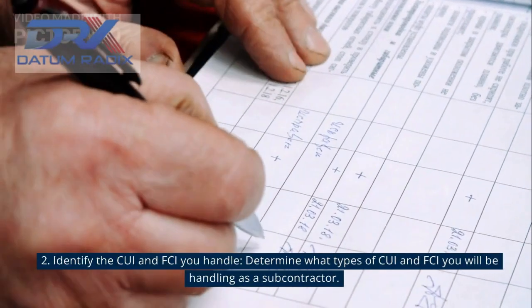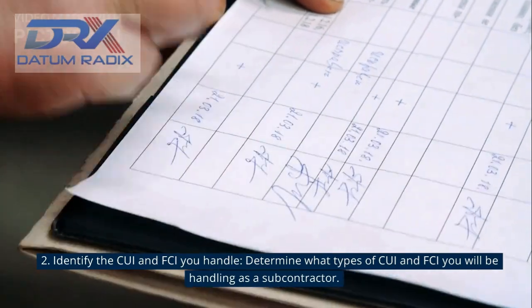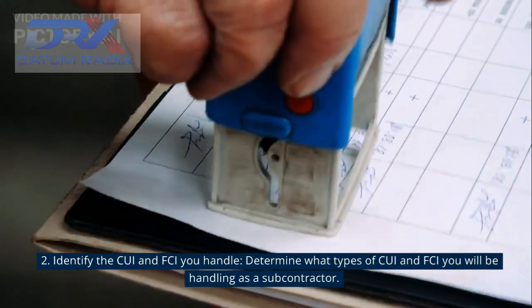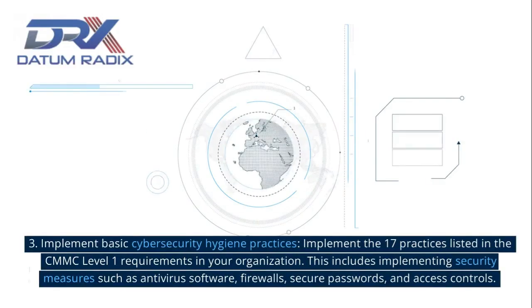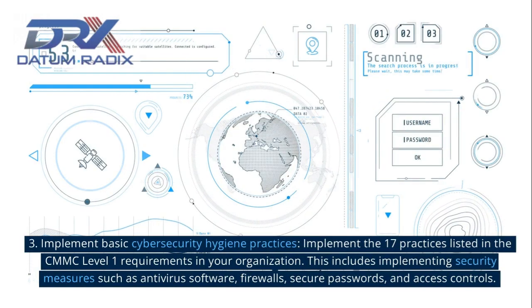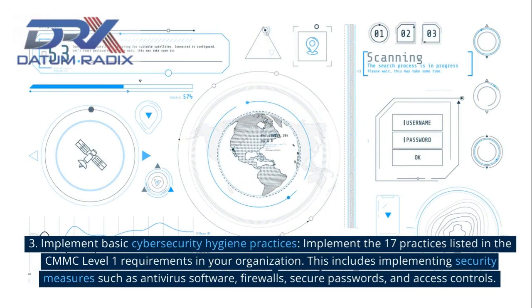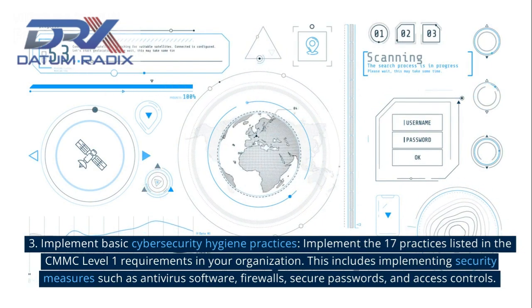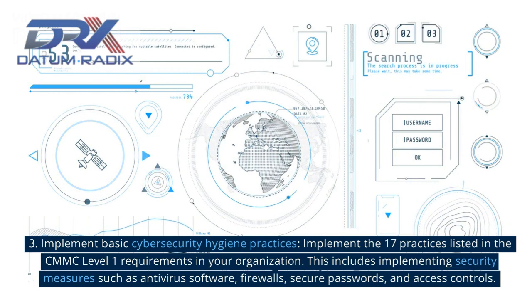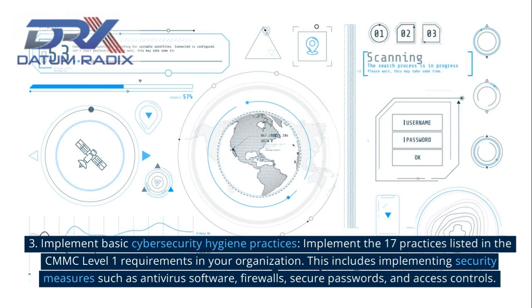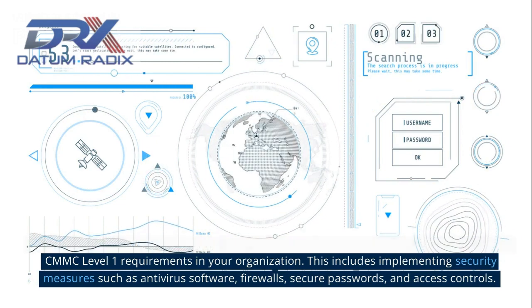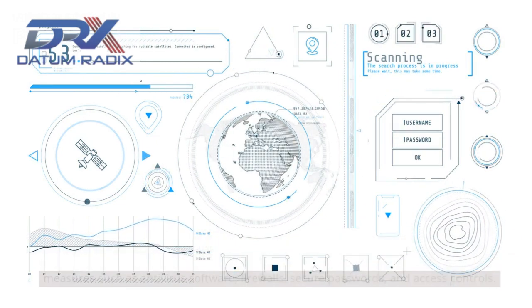2. Identify the CUI and FCI you handle. Determine what types of CUI and FCI you will be handling as a subcontractor. 3. Implement basic cybersecurity hygiene practices. Implement the 17 practices listed in the CMMC Level 1 requirements in your organization. This includes implementing security measures such as antivirus software, firewalls, secure passwords, and access controls.